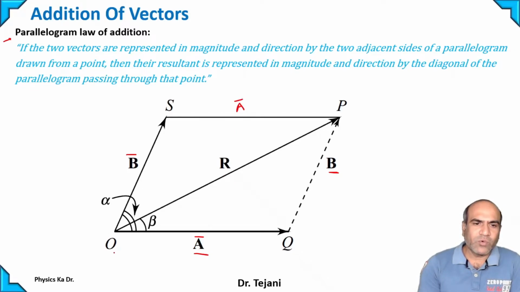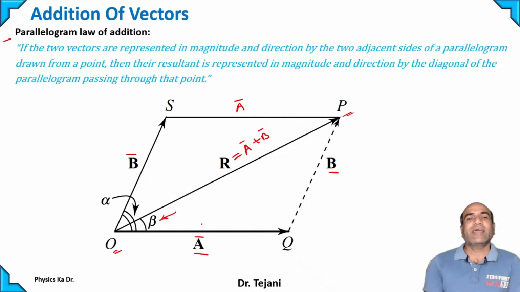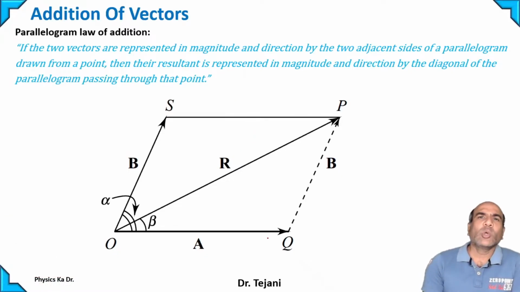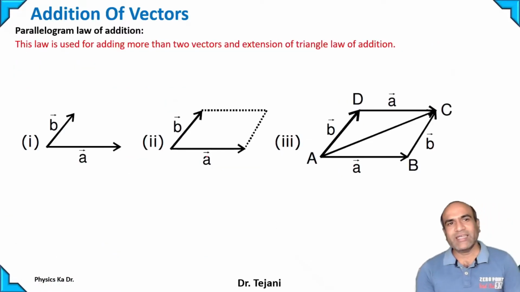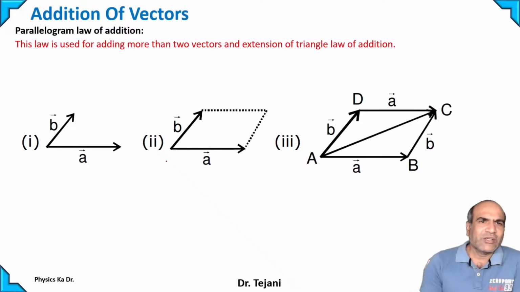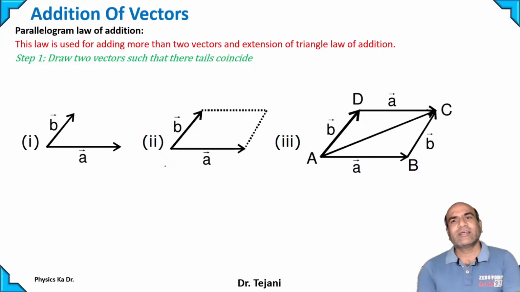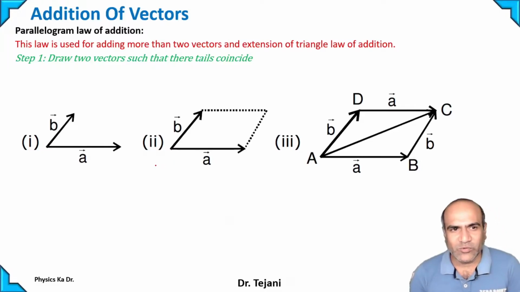And this R from O to P is known as the diagonal. So the diagonal gives A bar plus B bar. It gives the resultant, and this beta gives us the angle with respect to A. So this is something about the flow of the parallelogram. Let us understand in more detail with the steps. You understand that. So this law is used for adding two vectors, and it is also an extension of the triangle law.